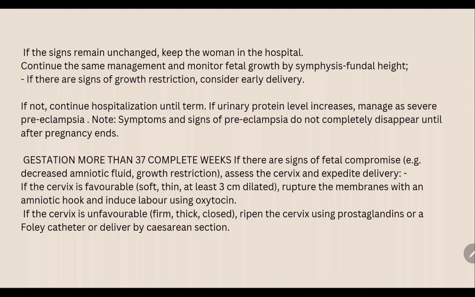But if the patient is coming after 37 weeks of pregnancy, now you need to check whether signs of fetal compromise are present or not, decreased amniotic fluid or growth restriction, then you would have to assess the cervix. If the cervix is favorable, that is soft, thin, at least 3 centimeter dilated, then you can rupture the membranes with an amniotic hook and induce the labor using oxytocin. If you feel that the cervix is unfavorable, that is it is firm, thick and closed, ripen the cervix with prostaglandins or Foley's catheter, or deliver the baby by C-section. These are the options if the patient is more than 37 weeks of gestation.